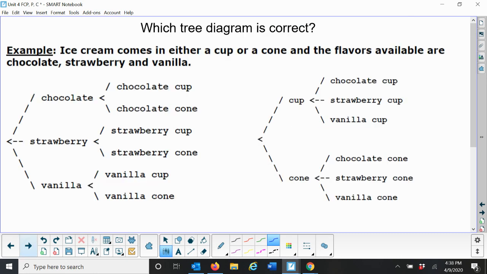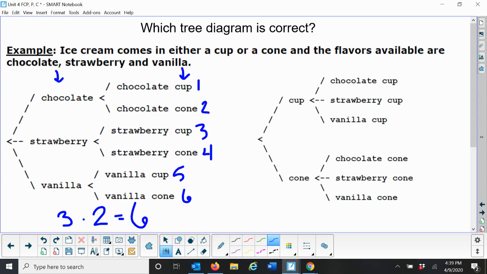We can also look at this next example where we're looking at ice cream. We can pick either a cup or cone, and we've got chocolate, strawberry, or vanilla ice cream to pick from. Now these are two different tree diagrams. In the first one, this is our flavor here, and then we have the type of container that we put the ice cream in. And we can see, looking at this, we have 1, 2, 3, 4, 5, 6 options here. 3 different kinds of ice cream times the 2 different types of containers gives us 6 choices.